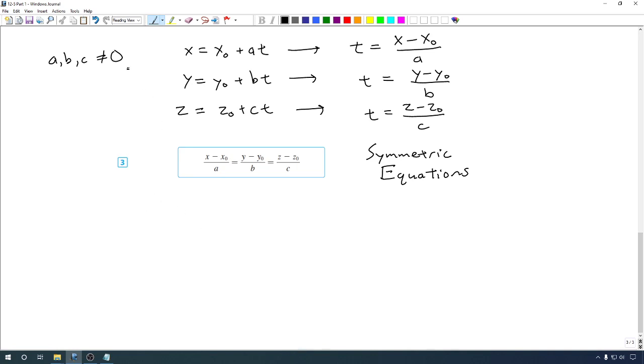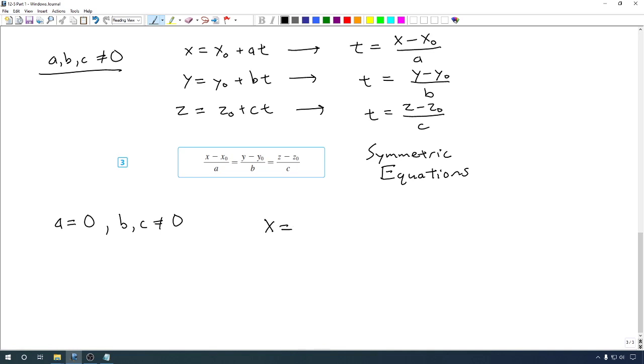The other problem is, like I said, this is only when a, b, and c are not 0. Obviously here we can't have 0 as one of these, or else things will break a little bit. If one of them is 0, so let's say a equals 0, but b and c are not, then what do we have to do? Well, we'd still go ahead and use the same solving for y and z. So we'd still have t equals (y minus y naught) over b, and t equals (z minus z naught) over c.